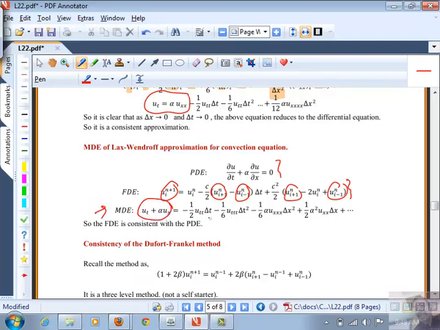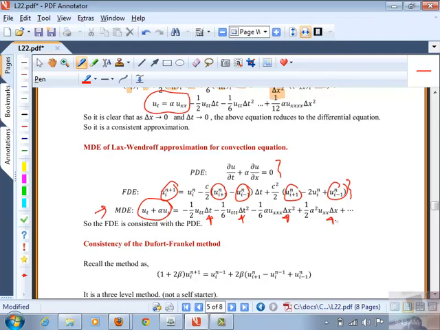And as delta t goes to 0, and delta x goes to 0, the right-hand side does indeed go to 0. So this is a consistent approximation for that differential equation. That's what the idea is. Is an approximation consistent? And that tells you.